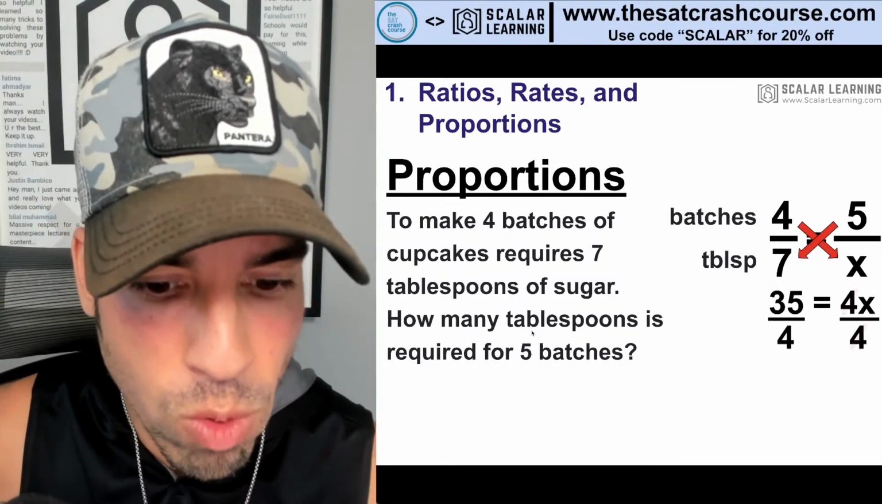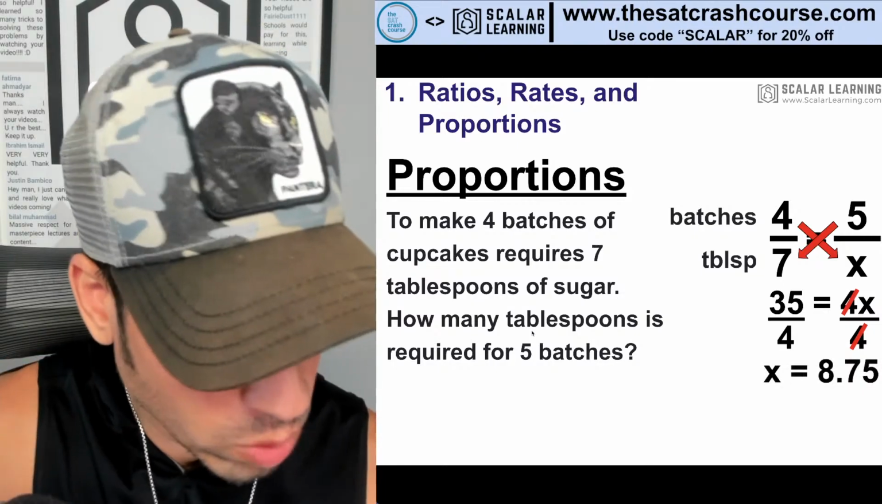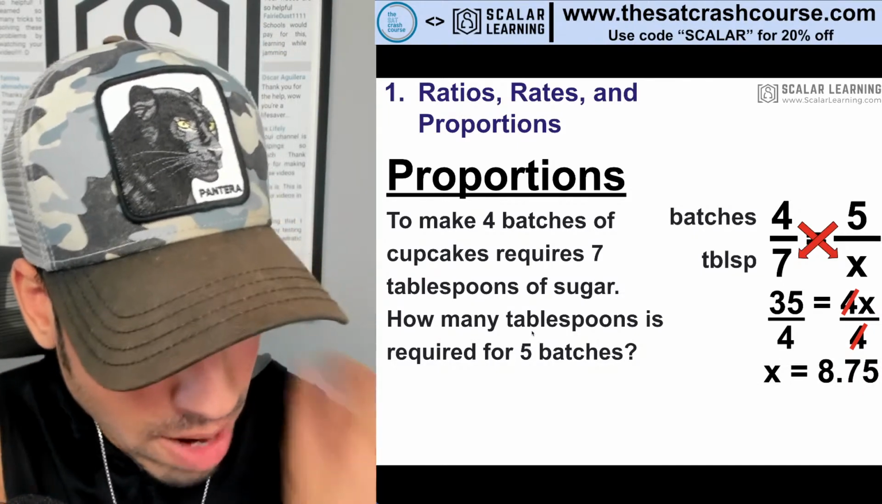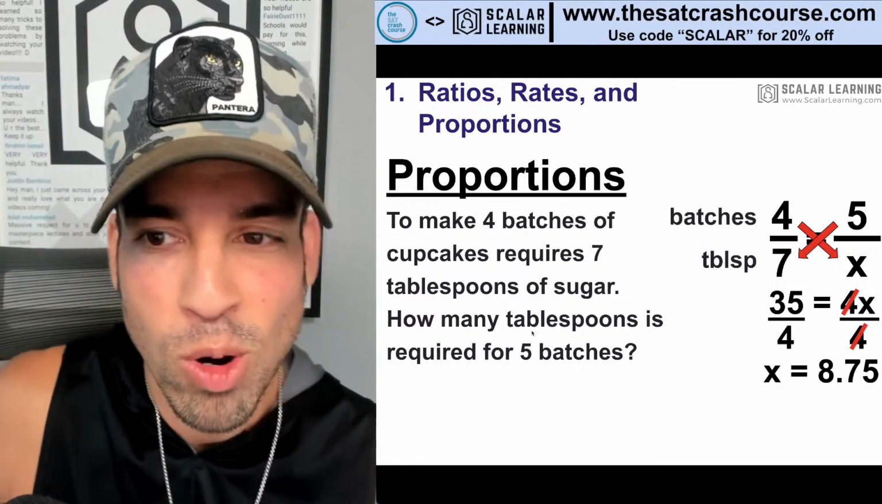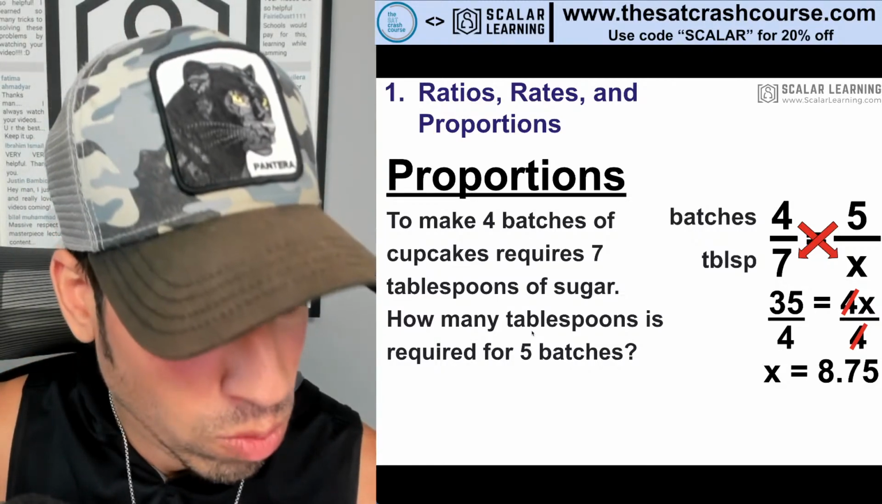Divide both sides by 4, and we are left with 8.75, which seems to be what everybody is getting. Cole, Abinet, Fortnite Sweaty Kid, Matthias, Osama, all these people. So you guys are all rocking it out.